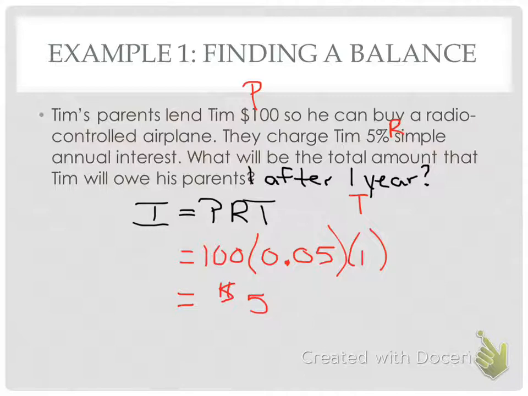Okay, but does this answer the question? It says, what will be the total amount that he owes after 1 year? He borrowed 100, does it make sense that he would only owe $5? No, it doesn't. So once we calculate the interest, now we go back and we add that to the original amount that he borrowed. So the original amount was $100. The amount in interest was $5. So the total amount that he owes is $105. Now let me ask you this.